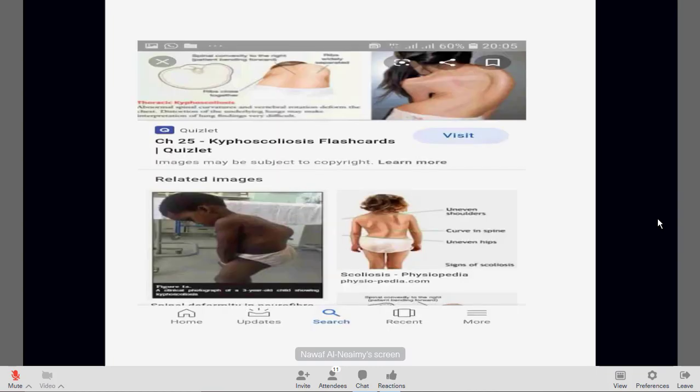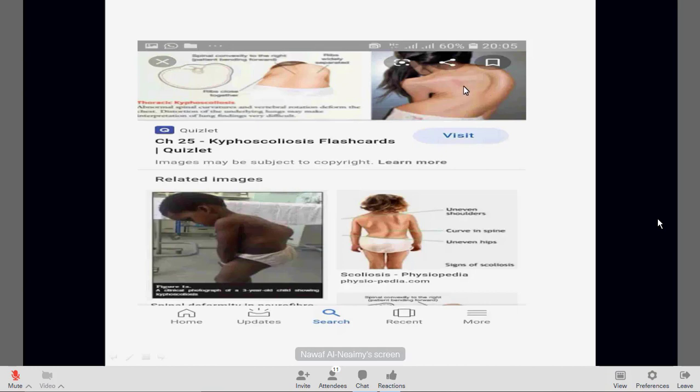Other thing that you may encounter is an abnormal shape of chest due to spine. Deformity in the spine could be either a lateral deviation of the spine, which is called scoliosis, or anteroposterior deviation of the spine, which is called kyphosis, or sometimes you may have a combined lesion, it's called kyphoscoliosis.